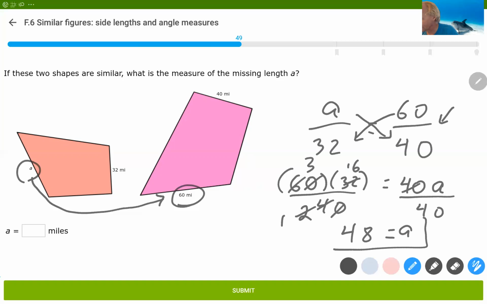Now, one of the things you want to see is if it makes sense. This 32 is a little bit smaller than this side A, so we expect A to be a little bit bigger, just like we expect the 60 to be bigger than the 40. It's half again as big, and half again as big as 32 makes 48, and that works.